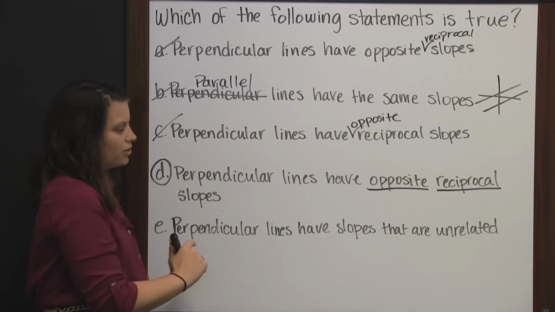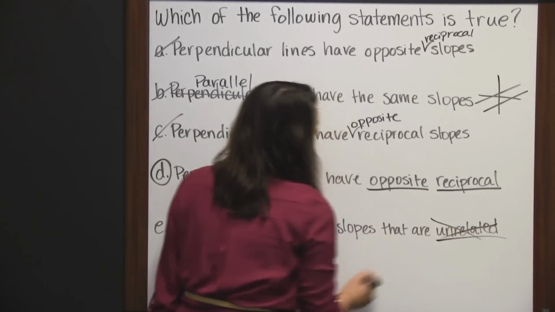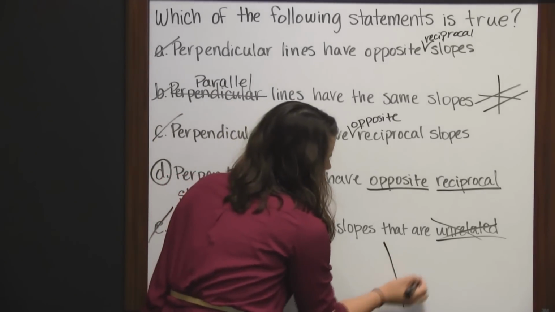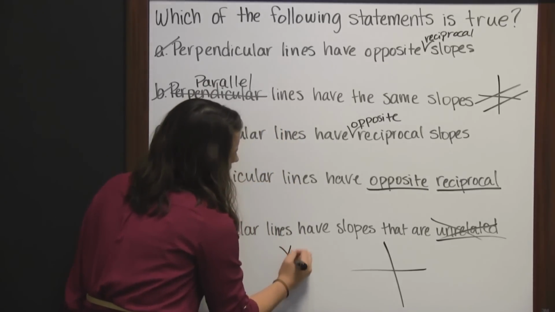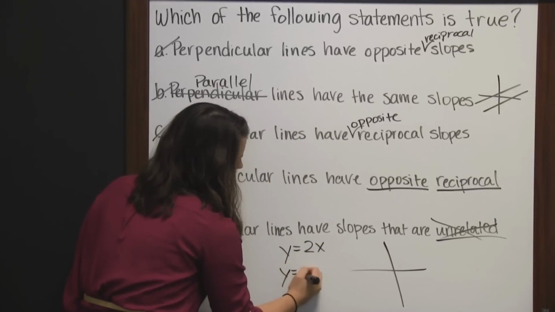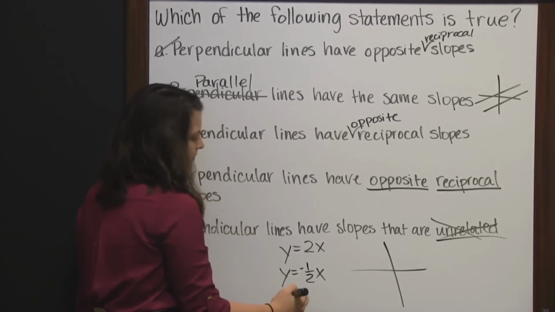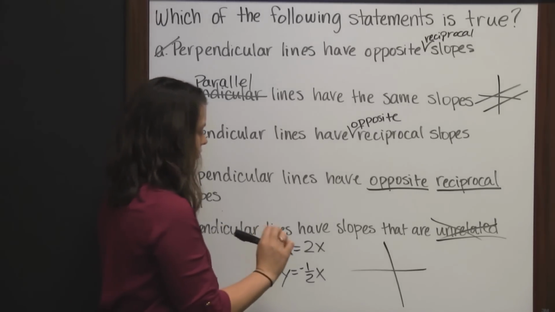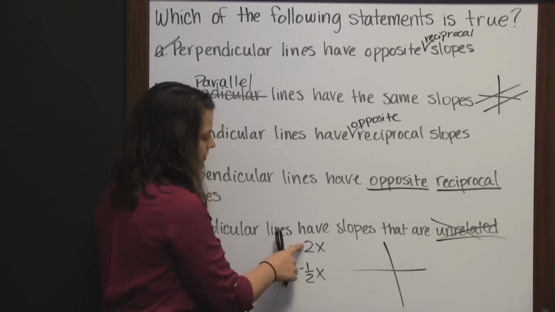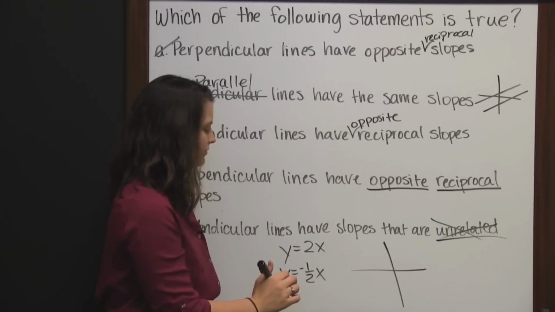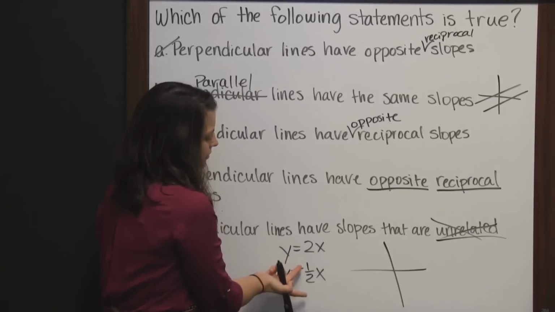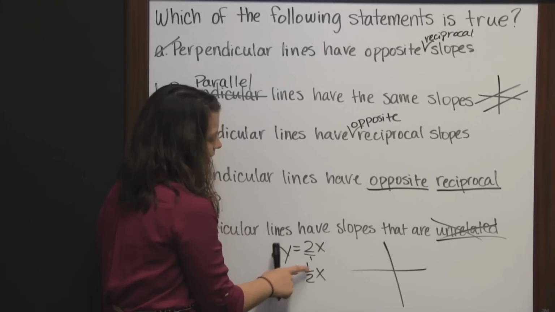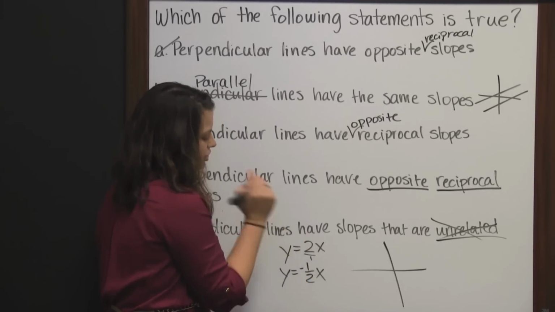And E is also not true. It says they're unrelated. Oh, that is so not true. They definitely are related. For instance, let's just take the graph of y equals 2x and y equals negative 1/2 x. These are two lines that have opposite reciprocal slopes. Opposite meaning that they have different signs. One's negative, one's positive. And reciprocal meaning that the fraction is flipped. So this slope is 2 over 1, whereas this one is negative 1 over 2. Notice how the fraction is flipped.